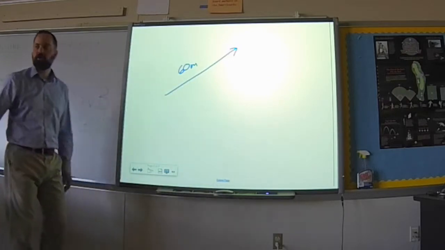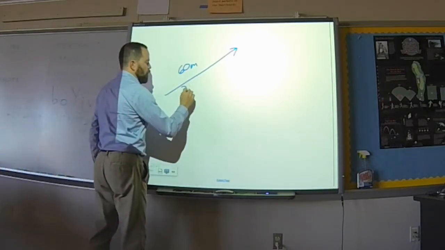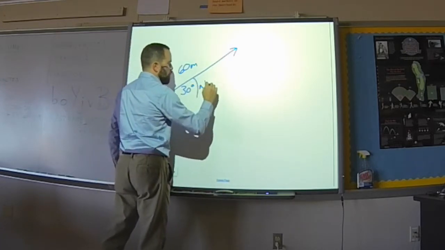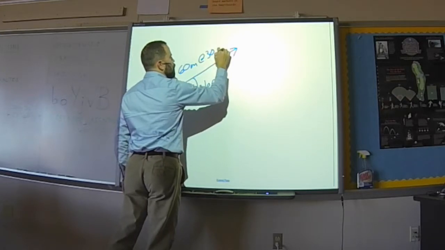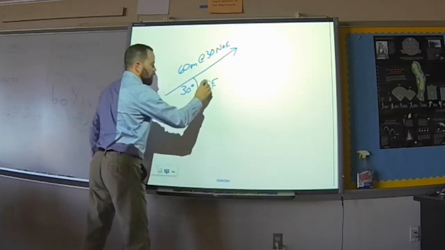Somebody give me a direction that this could be. 30 north of east. North of east and 30, I love it. 30 degrees, oops, sorry, that's right there. North of east, all right? So we'll probably write that out as 30 north of east. Good.